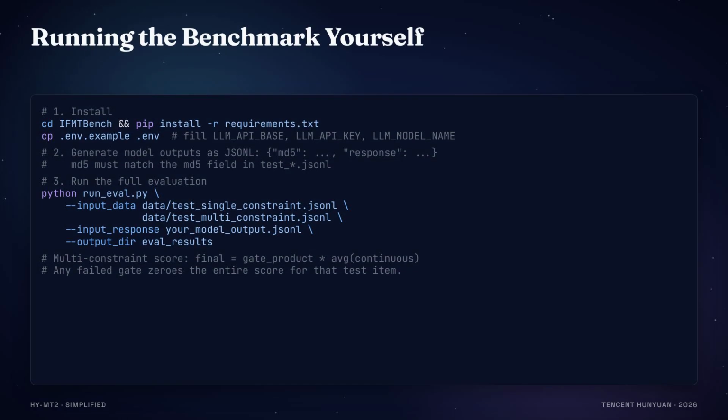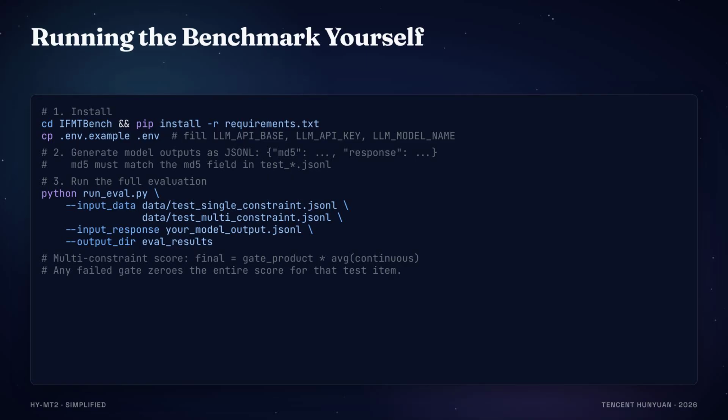Running IFMTBench yourself takes about 3 steps. Install the requirements, point a .env file at any OpenAI-compatible API for the judge, and feed the benchmark your model output as a JSON file. Each line just needs an MD5 identifier, and the response your model produced. The runeval script then scores everything in parallel using 20 worker threads by default.